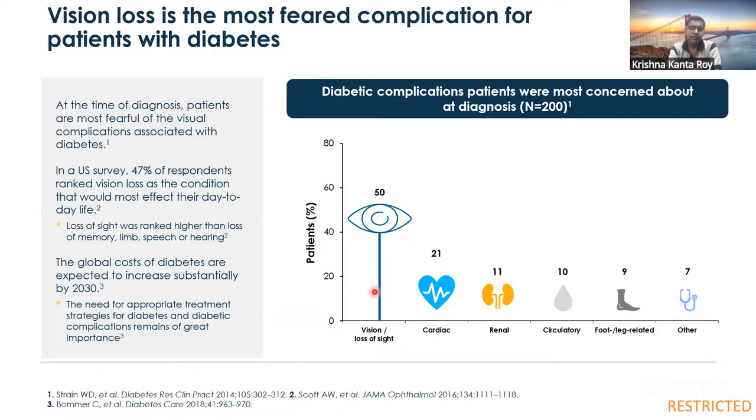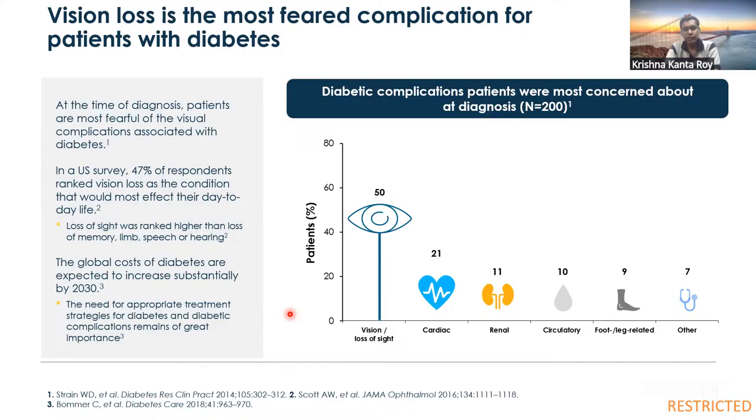Among these, the most threatening, the one patients fear most, is vision loss. In a US survey, 47% of respondents ranked vision loss as the condition that may most affect their day-to-day activity. In our day-to-day OPD, we also see elderly patients very frightened about loss of vision and becoming dependent on others for their day-to-day activity.